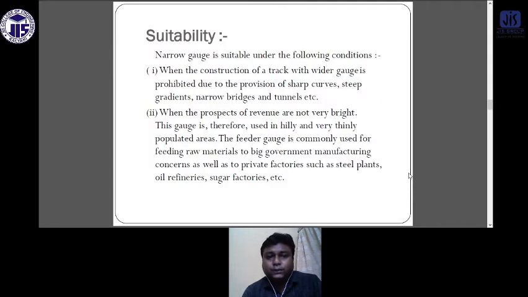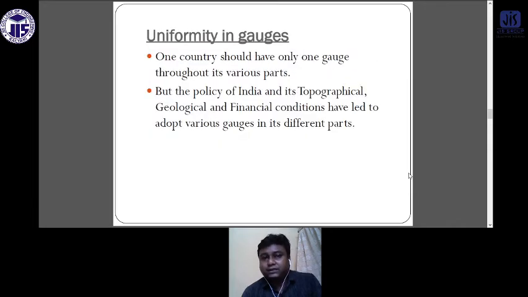So what is the suitability? When the construction of the track with a wide gauge is prohibited due to the provision of sharp curves, steep gradients, narrow bridges or tunnels, or when the prospects of revenue are not very bright, this gauge is therefore used in hilly and very thinly populated areas. The feeder gauge is commonly used for feeding raw materials to big government manufacturing concerns as well as to private factories such as steel plants, oil refineries, sugar factories, etc.